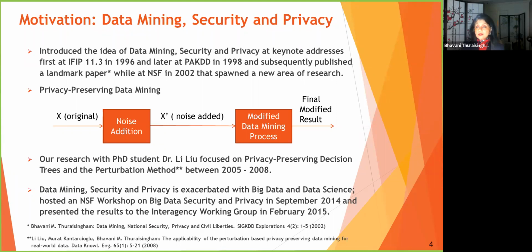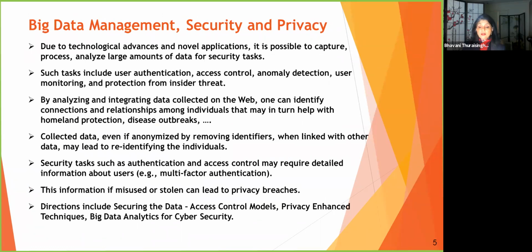So then comes 2014, now we have big data. So data mining, security, and privacy, it's all exacerbated because massive amounts of data are being collected. And we hosted an NSF, National Science Foundation workshop on big data security and privacy in September 2014 and presented the results to the Interagency Working Group in February 2015 in Washington, DC. So as a result of that, there were quite a few efforts that were being funded on big data security and privacy.